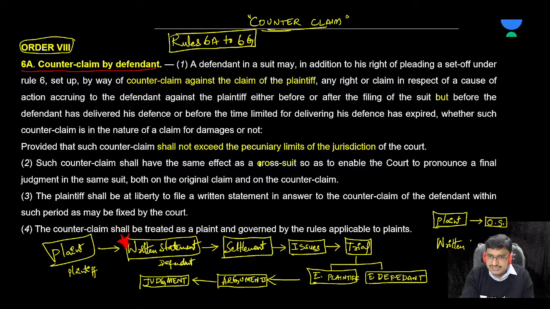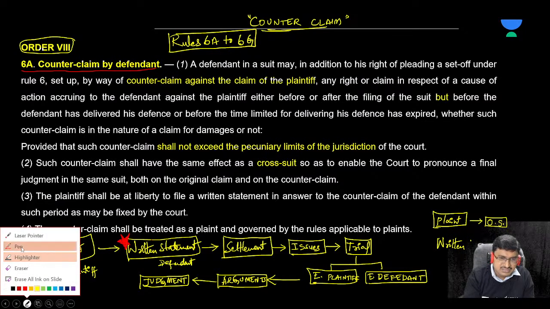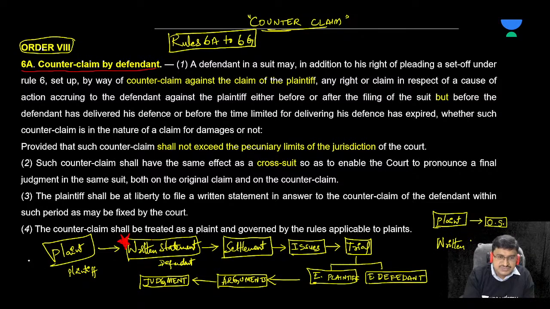Therefore, friends, once a suit has been filed, it will be numbered as OS number. A number will be assigned, as we discussed in the starting of the class, that once a plaint is properly filed, an OS number will be assigned. Once the defendant has filed his counterclaim, the counterclaim shall be treated as a separate plaint, friends. Therefore, a cross suit number should be assigned to the counterclaim.